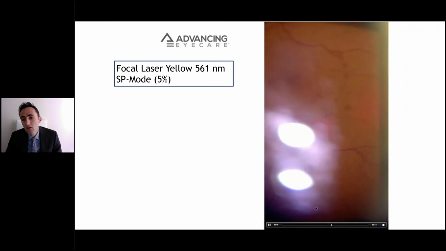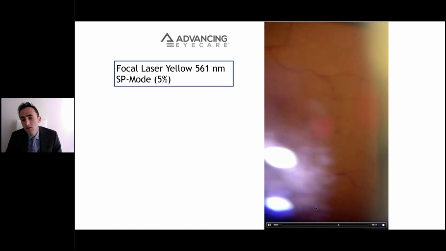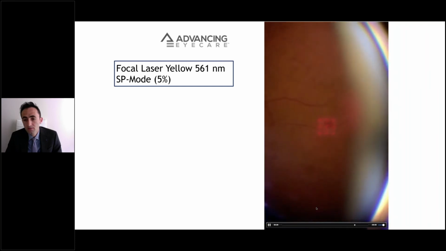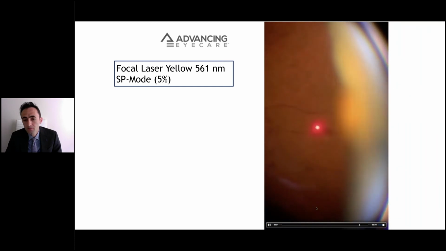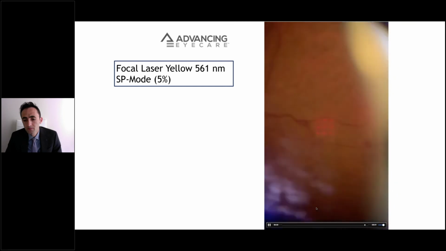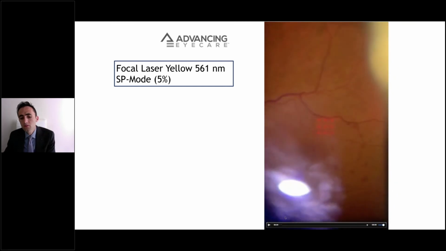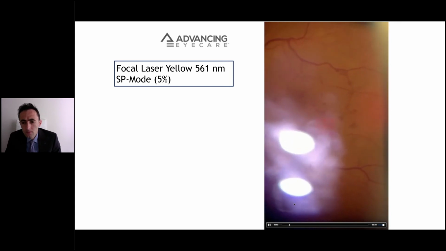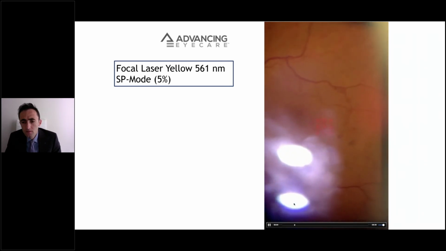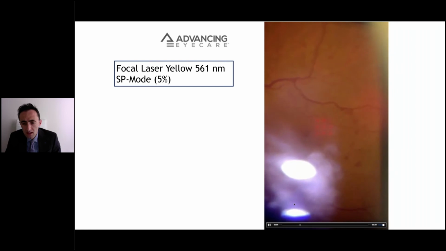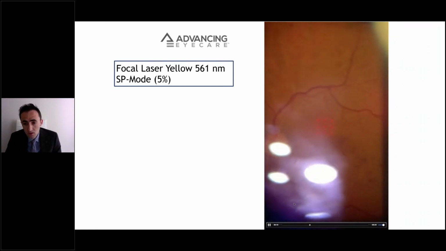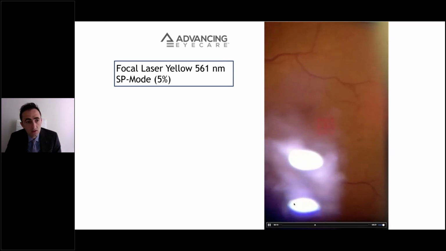And you can see how I'm trying to target the areas where there are blood hemes or areas of abnormal vasculature. I'm just going to play one more time. And actually, this treatment was for the patient that I just showed the case for on the 561 nanometer laser.